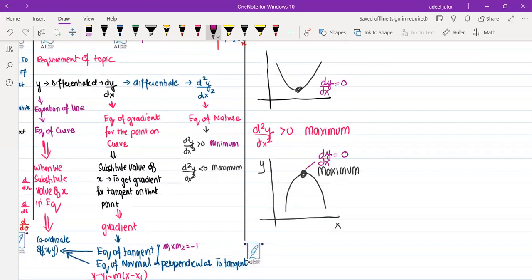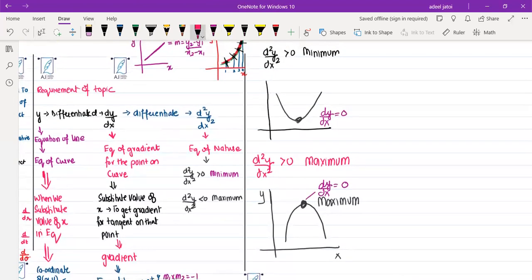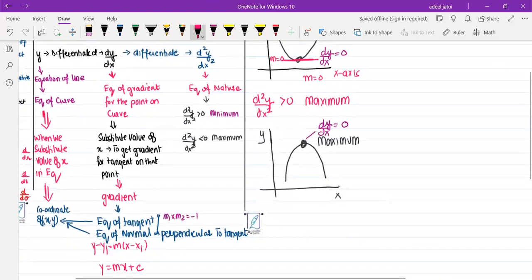That means the gradient at the minimum and maximum is 0. That means the minimum and maximum gradient will be 0. And why does that happen? Because your minimum point is basically parallel to the x-axis. Normally the x-axis gradient is 0, so parallel to the x-axis, the tangent gradient will also be 0.